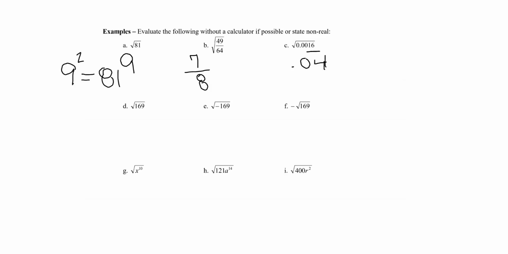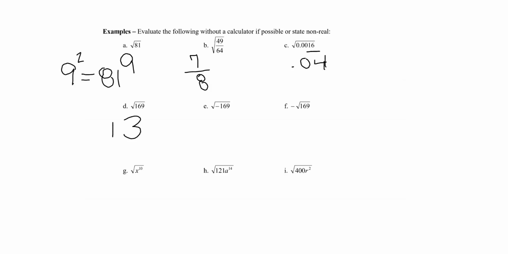Now you may notice that D, E, and F are all pretty much the same. It's the square root of 169. It just adds a negative in there in some cases. We are looking for the answers to these, and you'll actually have 3 very different answers. For D, the square root of 169 is simply 13, because 13 times 13 gives me 169.